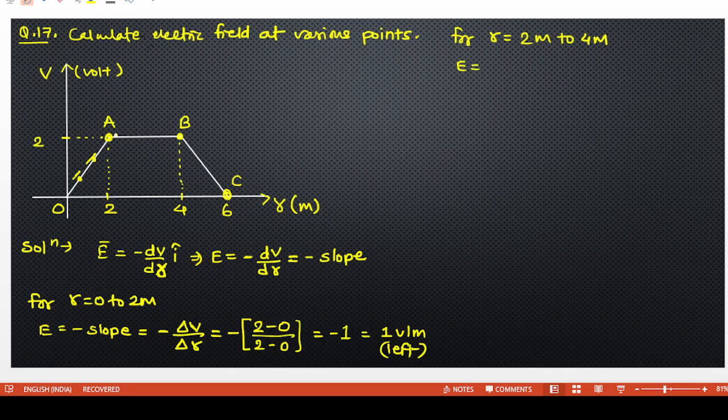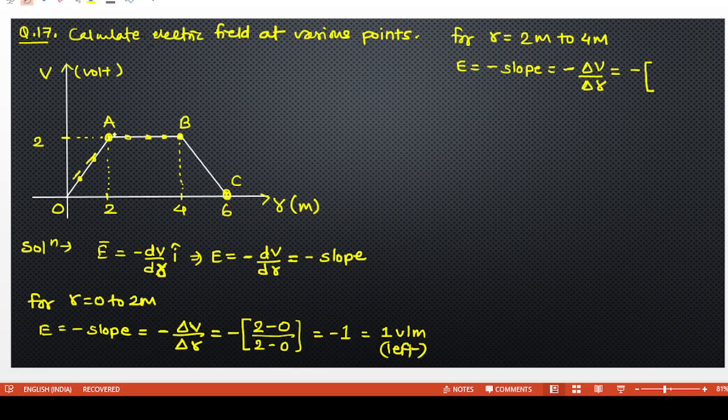Again, it is a straight line, so there is no need to find the slope at each point separately. The slope at all the points is going to be the same. So the field is the negative of the slope. Means negative of delta V by delta R, no need to say dV by dR.